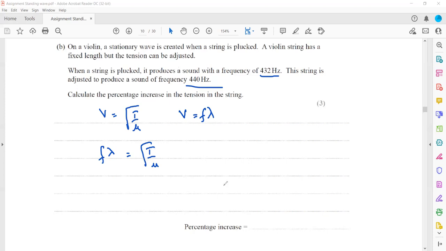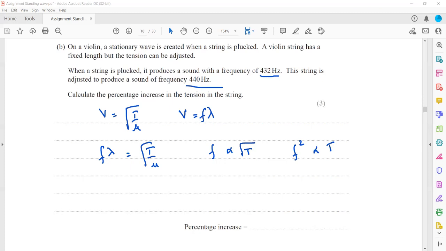If we keep the wavelength the same, or we can substitute this value, like wavelength, we are not changing the wavelength, we are not changing the thickness of the string. So we can say that frequency is directly proportional to under root of tension, because both are in the numerator. If other parameters do not change, frequency is directly proportional to under root tension. Or if we square this, we can say frequency square is directly proportional to T.